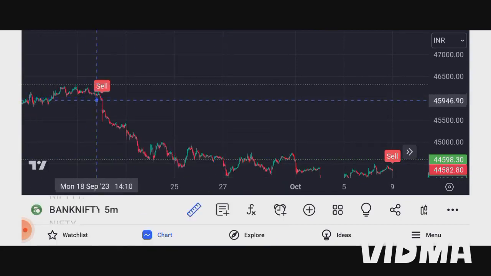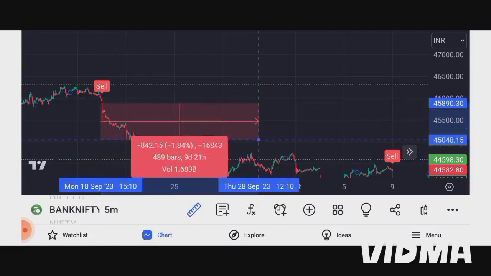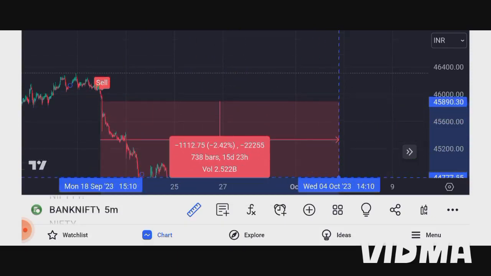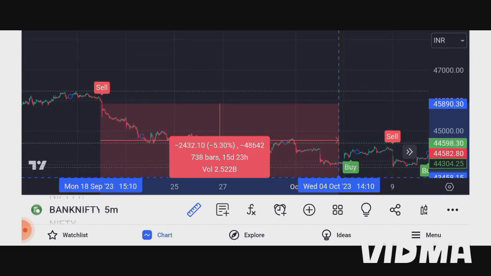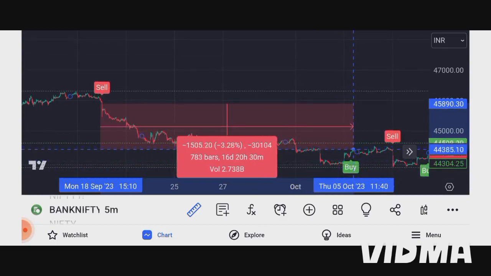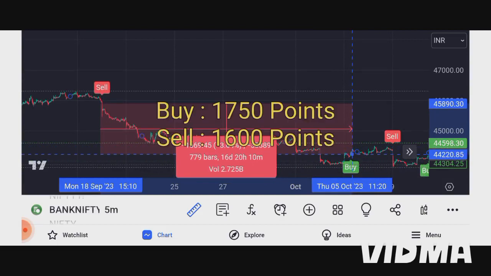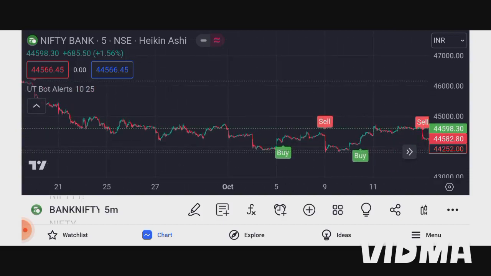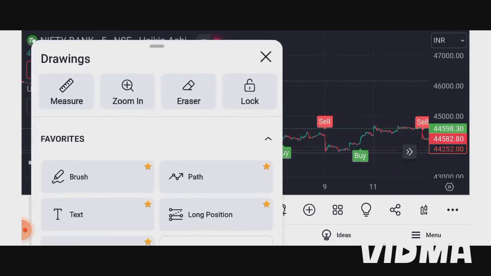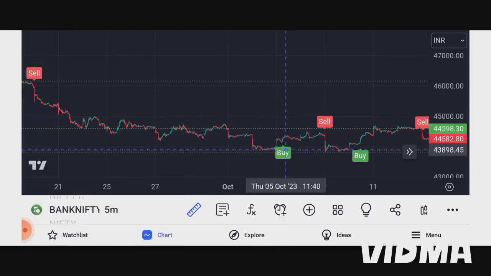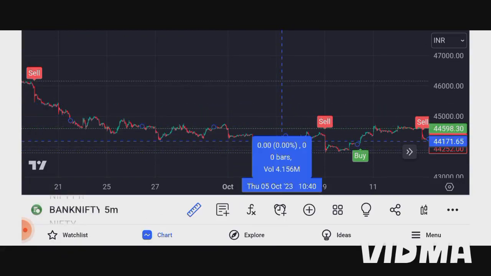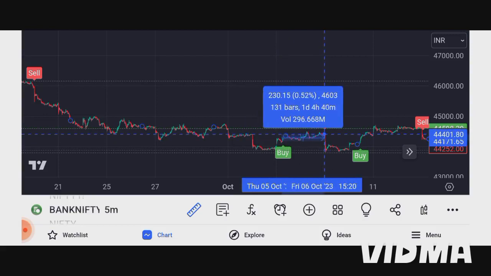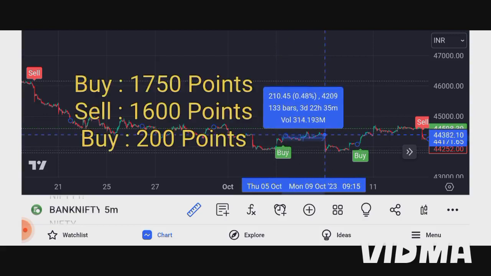Next, there is one sell signal and then a buy is coming, around this candle. If you check, 1669, almost 1600 plus points. Then again a buy is coming, and the buy signal is giving almost 220, 210 points.